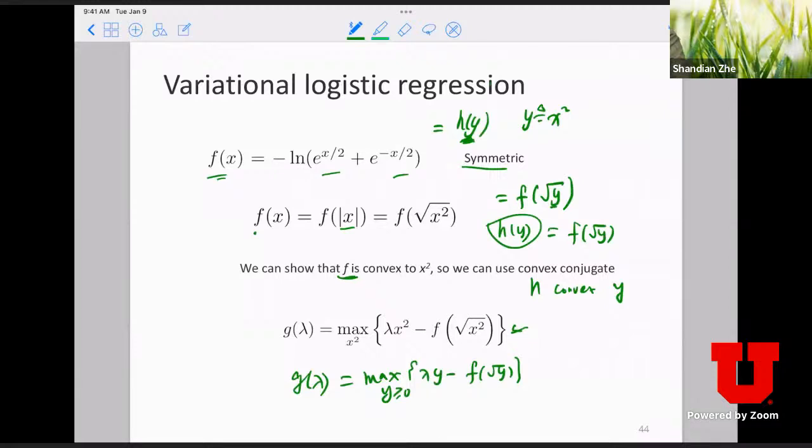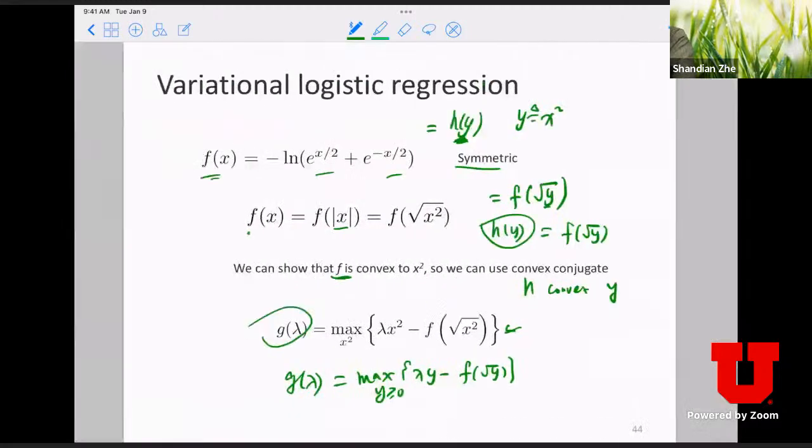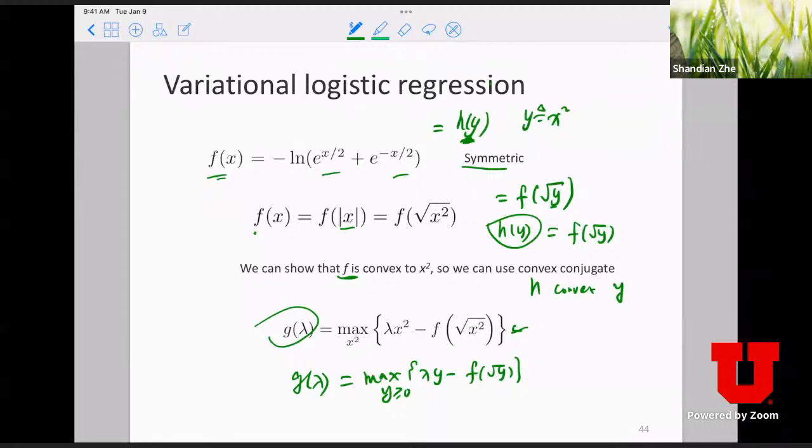So now let us try to obtain this g of lambda. Because if we want to construct a lower bound of f of x, we know that f of x is bigger than or equal to lambda x squared subtracted by g of lambda. We need to know the form of g of lambda. The g of lambda is obtained by solving this. So now we want to maximize lambda x squared subtracted by f of square root of x squared, with respect to x squared.